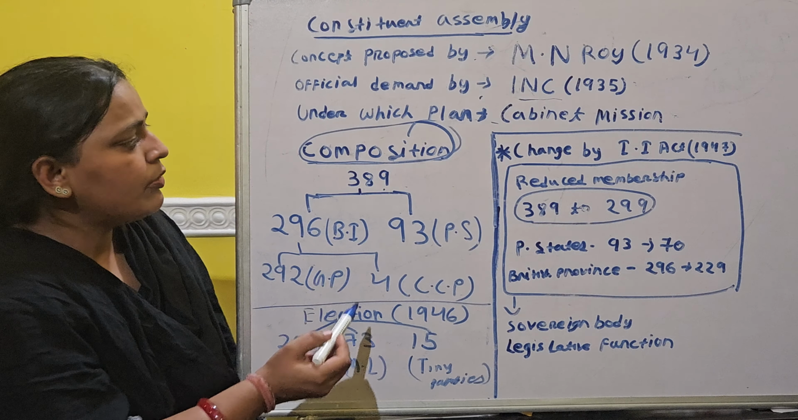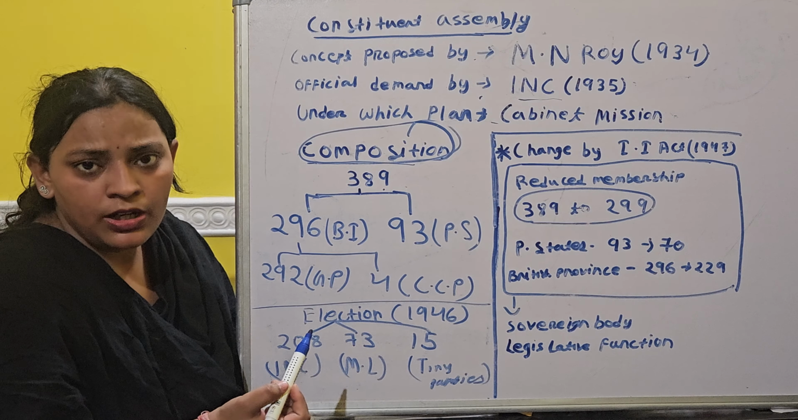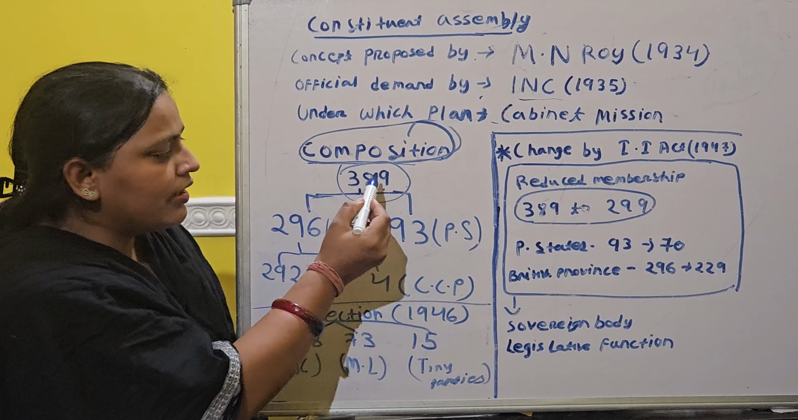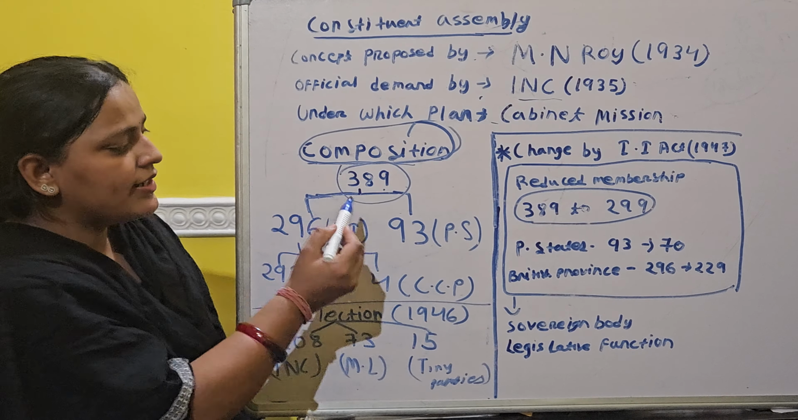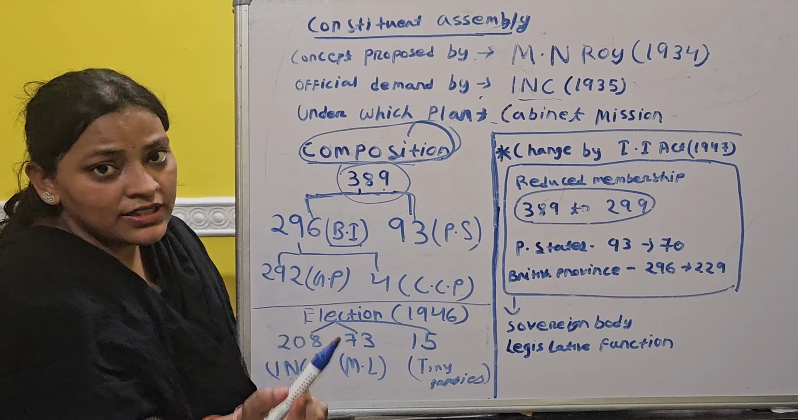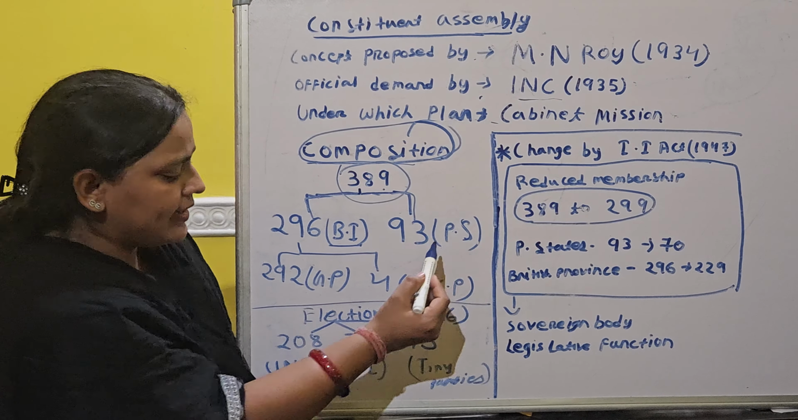Next, let's talk about the composition of the Constituent Assembly. So what is the composition? Simply, the composition is 389, and this is divided into 296 and 93. The 296 is for the British India provinces and the 93 is for the princely states.